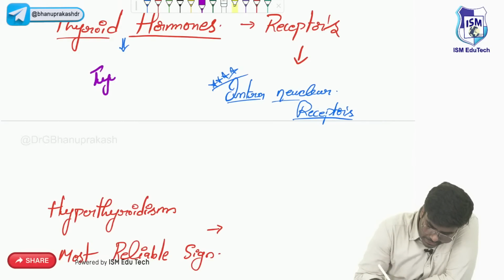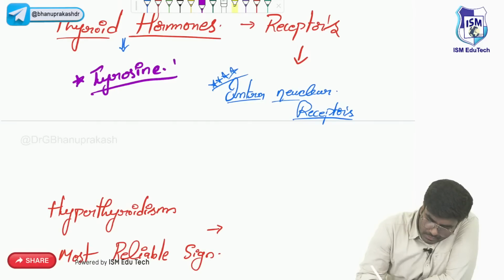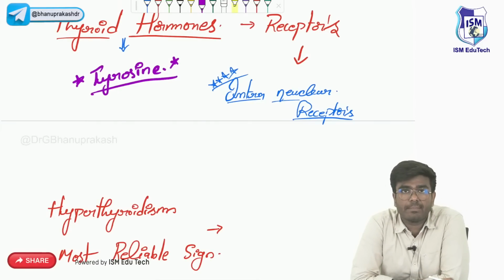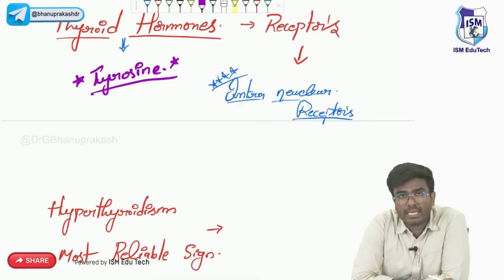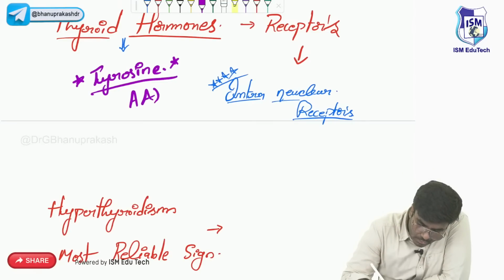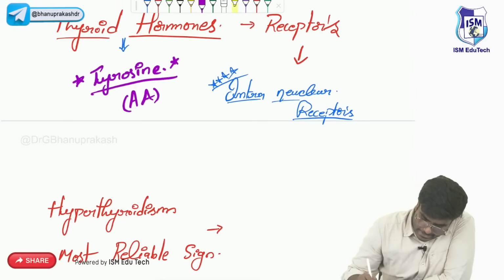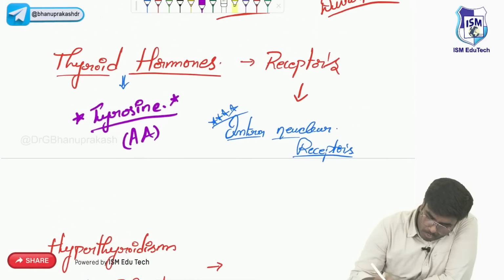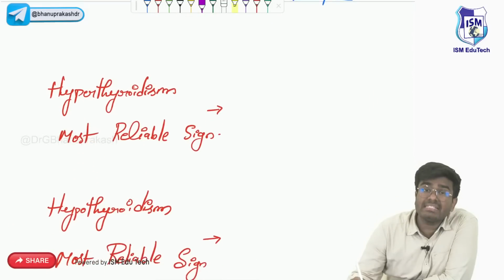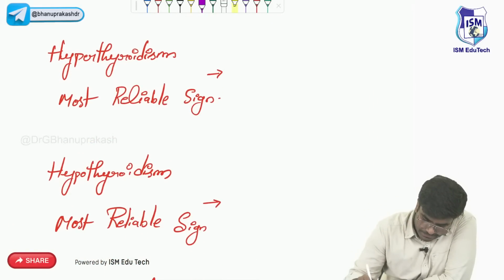Yes, you are right. Tyrosine. Tyrosine, a very, very important question which was asked many times in the exam. Thyroid hormones are derived out of tyrosine. Tyrosine is an amino acid. And these thyroid hormones T3 T4 have their receptors inside the nucleus.